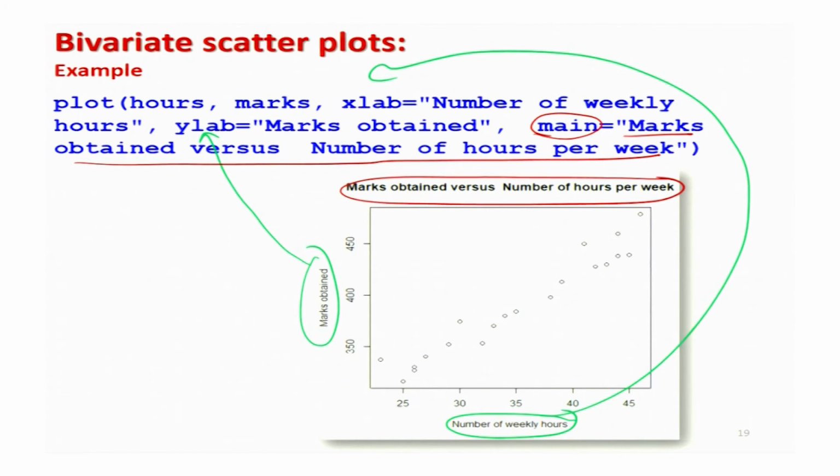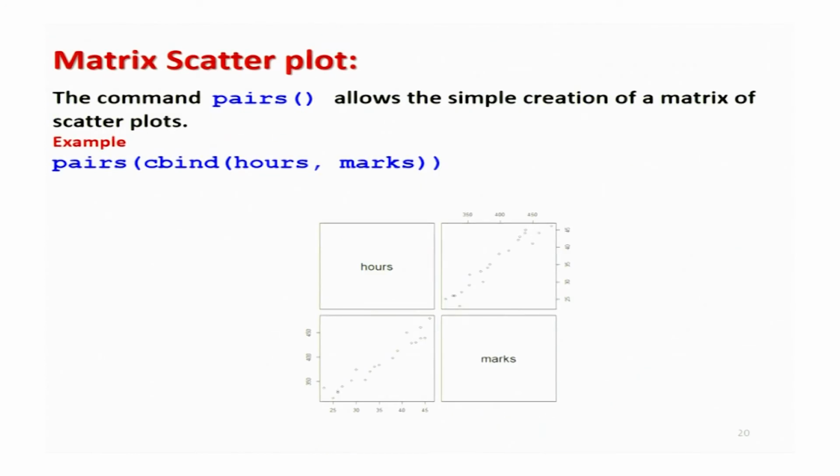Anyway, I come back to my slides and give you one more command. Sometimes you have these types of variables and you would like to see their joint variation, and you would like to create all possible combinations of the plots in a single plot. That is called a matrix scatter plot, and this command can be obtained by using the command pairs. The rule is very simple. Inside the pairs you have to write cbind, and for example, you write hours, comma, marks. If you have more than 2 variables, you can join them separated by commas, say x comma y comma z, etc.